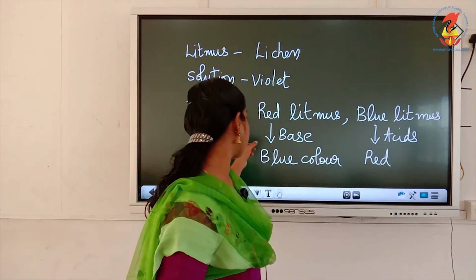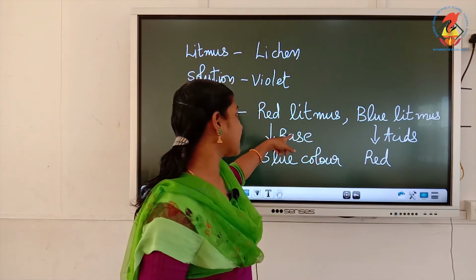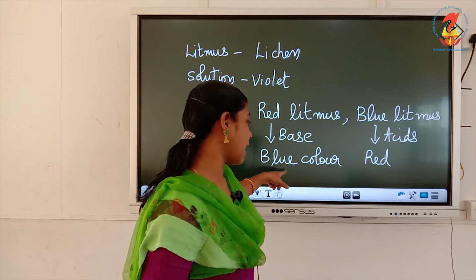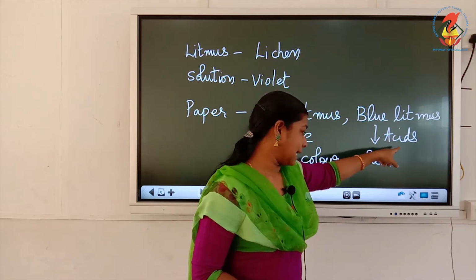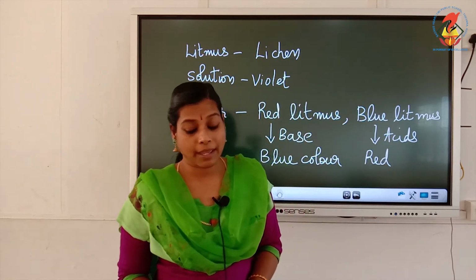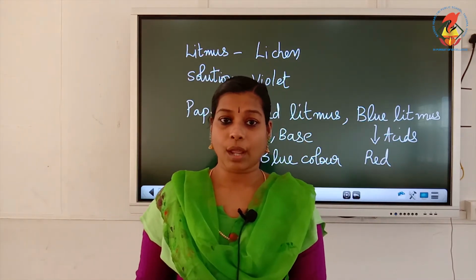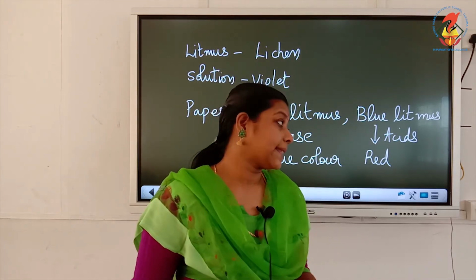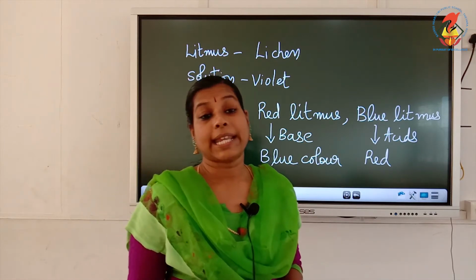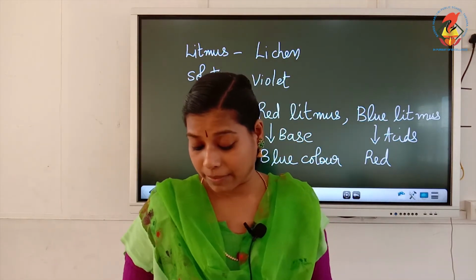If the litmus papers are in contact with the bases, red is contacting with the bases, blue color will be produced there, and blue in contact with the acids, the red color will be produced. Okay, clear? Now we can see some other natural indicators like turmeric.